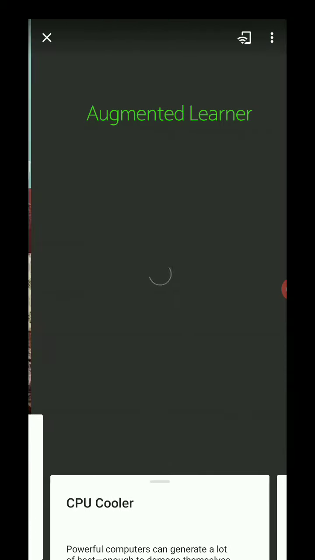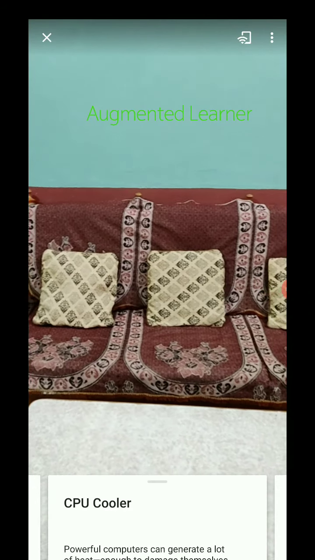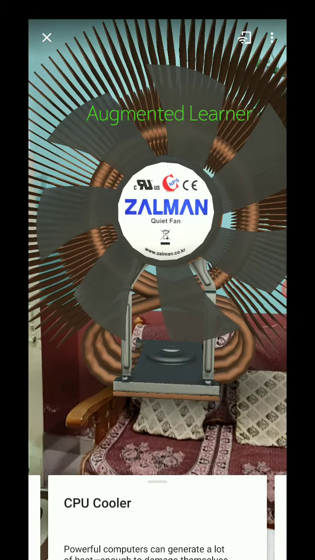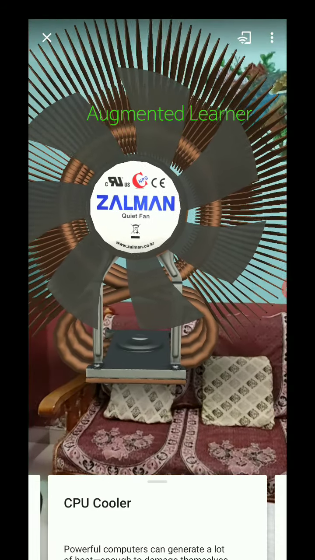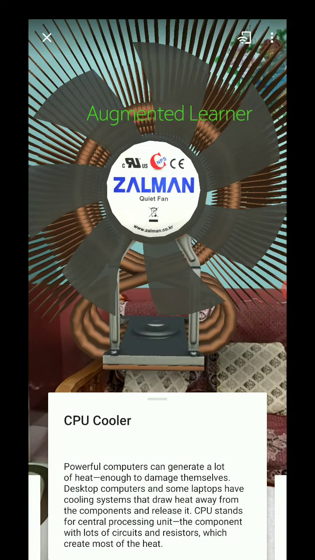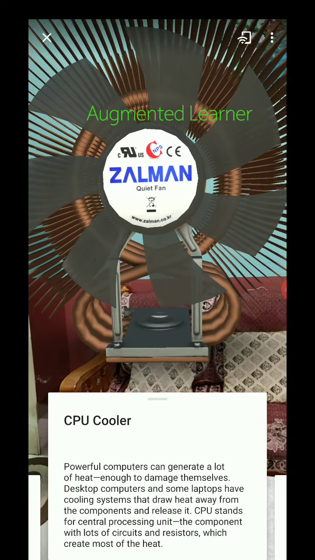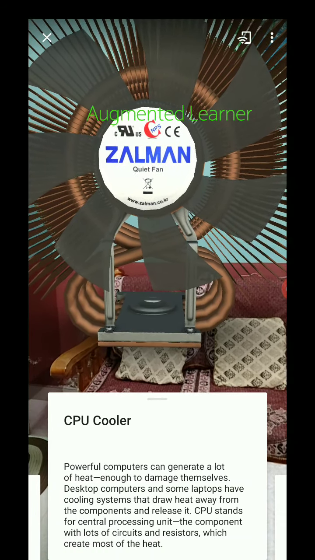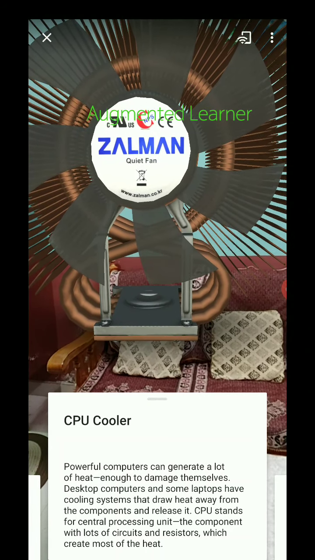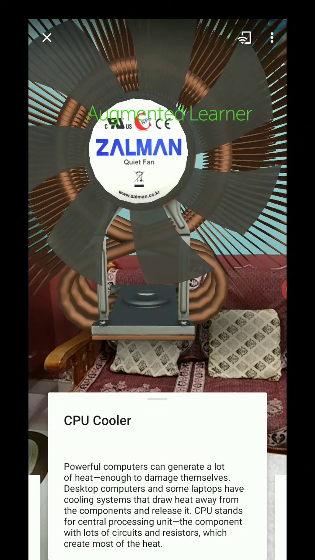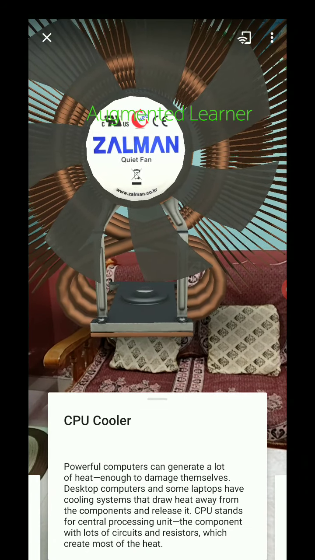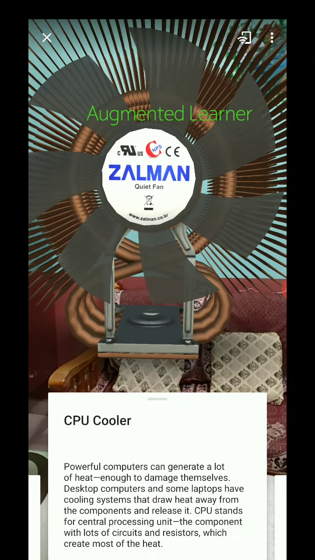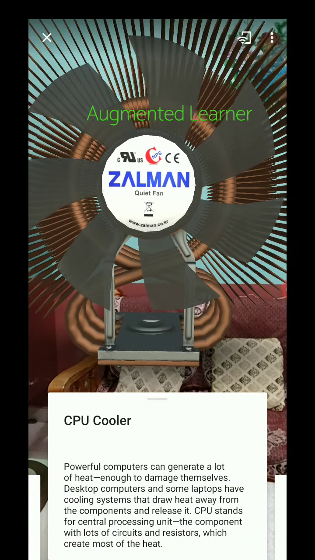This is the diagram. This is the CPU cooler. Powerful computers can generate a lot of heat, enough to damage themselves. Desktop computers and some laptops have cooling systems that draw heat away from the components and release it. CPU stands for central processing unit, the component with a lot of circuits and resistors which create most of the heat. So this fan is used to release heat energy outside.